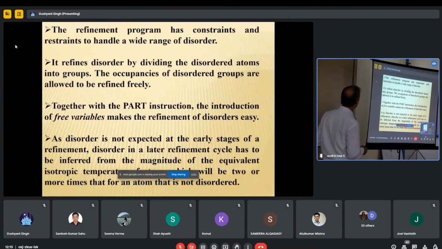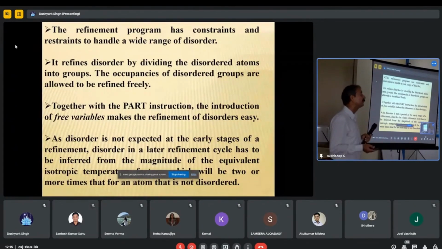Now, the refinement program has a number of constraints. Those students who are doing crystallography know that a number of constraints and restraints are present. For temperature, you can give the EADP command. Like this, the PART command is there. It refines disorder by dividing the disordered atoms into groups. So whatever we got, normally we divide it into two groups.